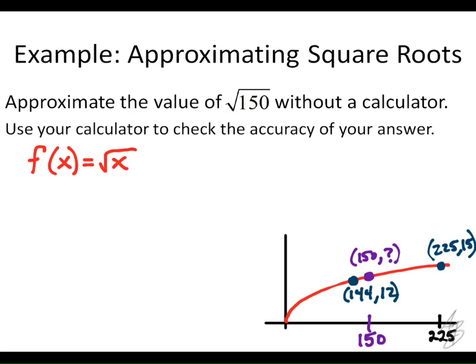Not at 150. Here's the thing. We want to approximate the value at 150, but we don't know what the value at 150 is. So if we don't know what the value of the function is at 150, then we can't really write the equation of the tangent line, right? So if we want to write the equation of the tangent line, we need to know what the y value is also. So where do I know what the y value is? At 144, right? So I want to look at the tangent line through the point 144, 12. Let me move that just a little bit here.